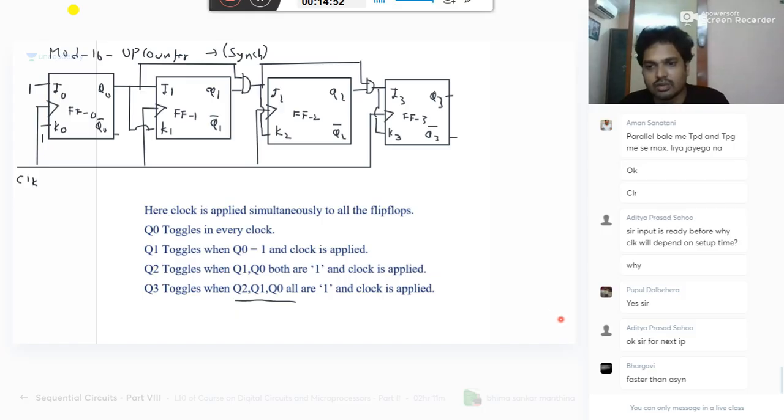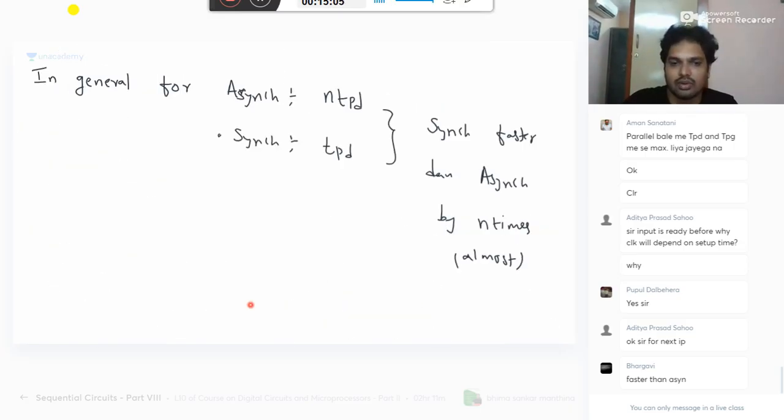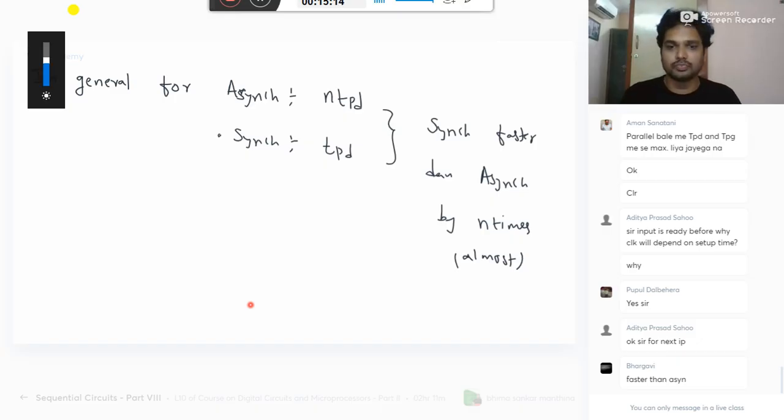Okay. So it requires extra gates. So one advantage is there, definitely one disadvantage will be there. Speed improved, hardware may be more required. Earlier you don't require these gates. So you have one advantage, definitely something you will be sacrificing. Please understand that. So let's move.